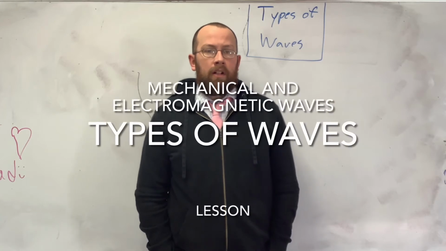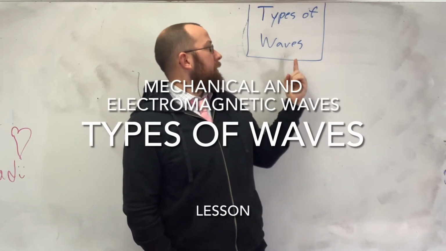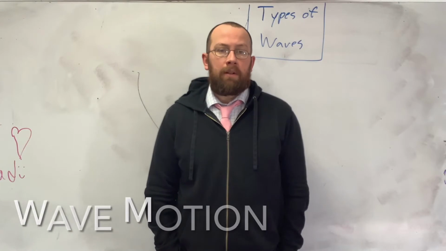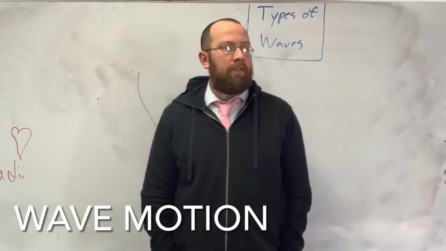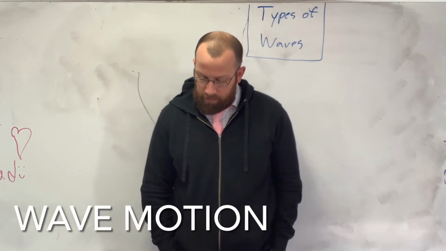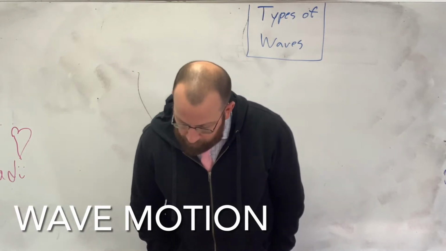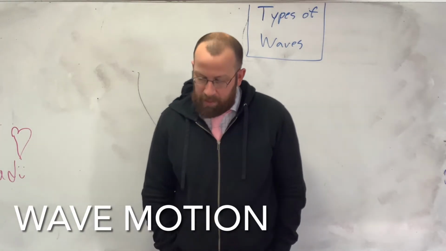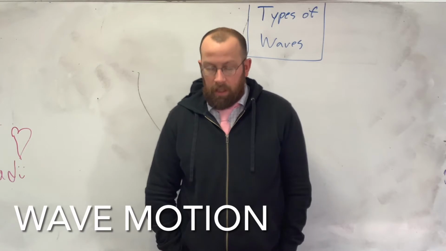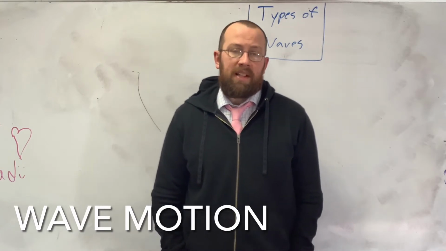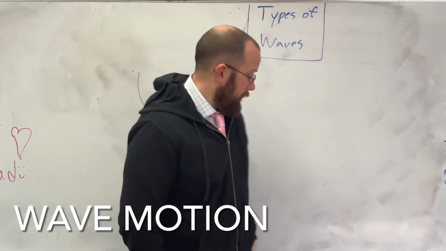Hello, today we're going to talk about types of waves. All right, the first thing we're going to talk about is wave motion. Every wave requires an energy input from an outside source. That's basically an initial disturbance. That's what every wave needs to start.